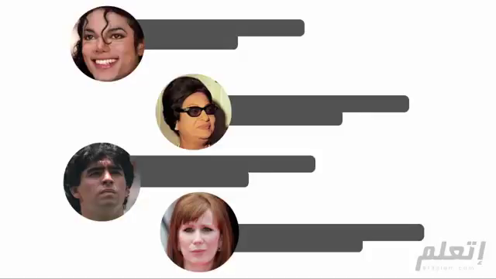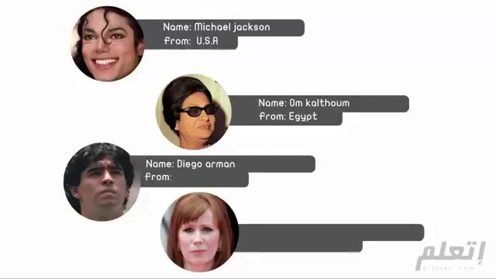Now, what's his name? His name is Michael Jackson. Where is he from? He's from the USA. What's her name? Her name is Kulthum. Where's she from? She's from Egypt.